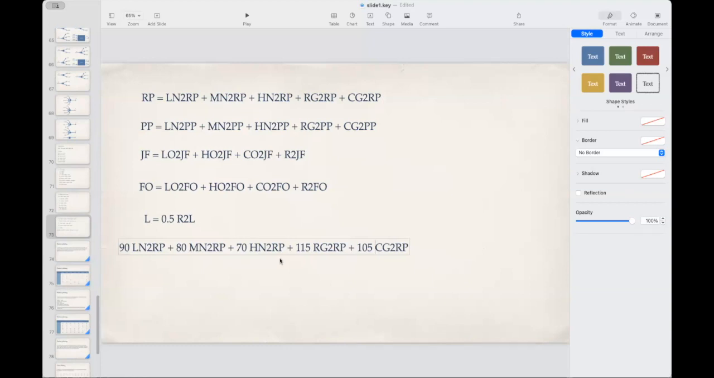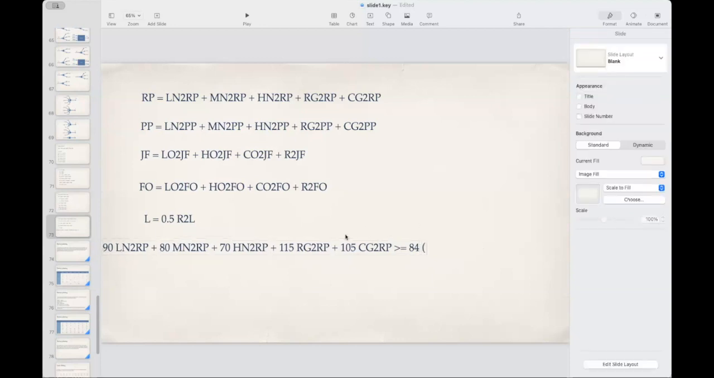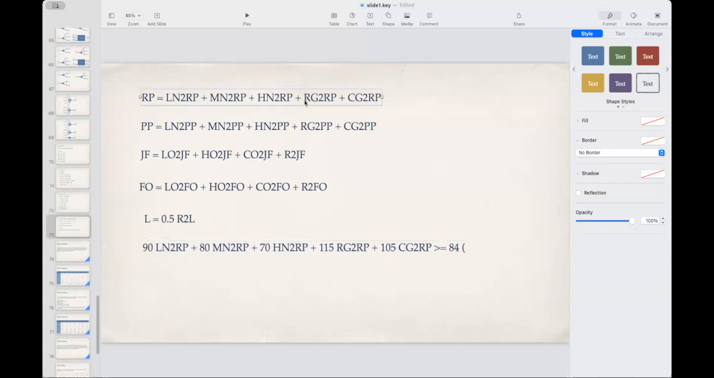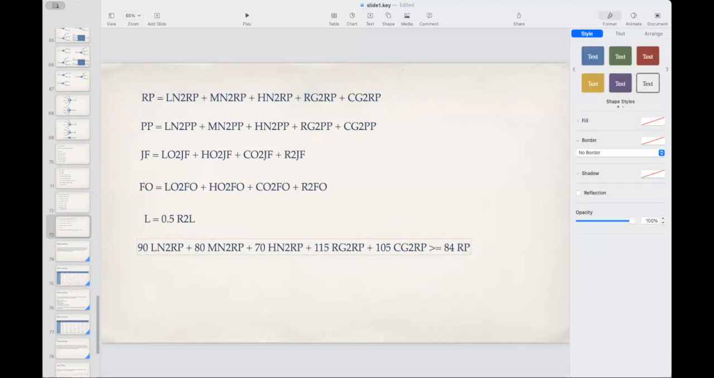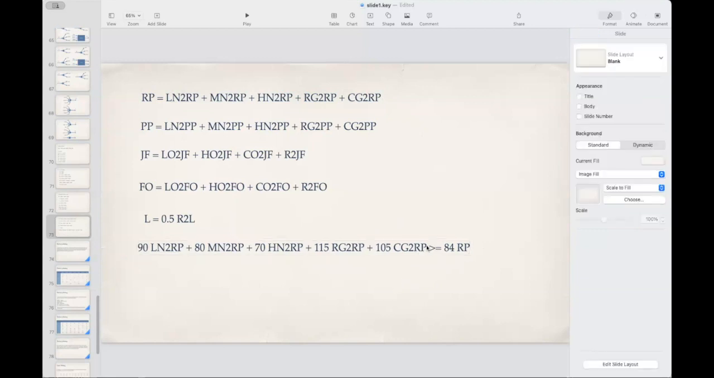So it becomes, yeah, this value must be greater or equal 84 of the summation of all that. Of all these, right? And because you know this value already, that it must be Rp, I can write Rp here to save the space, which is precious for us. Yeah. 84 Rp.